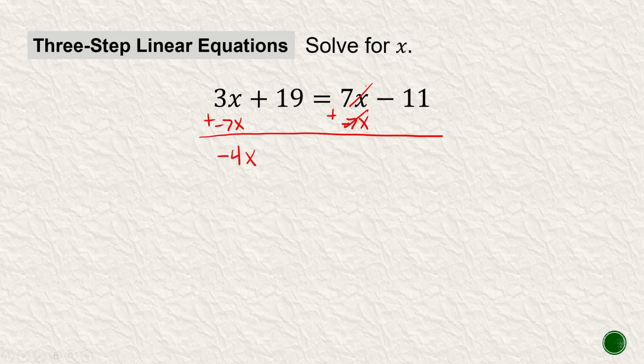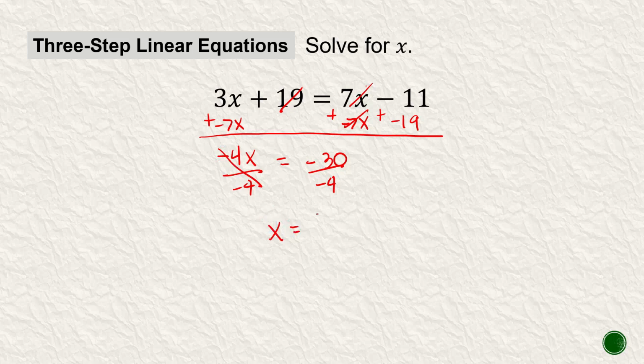That's the first step. Second step is remove the constant on the left side. That's a positive 19, so plus negative 19. Negative 11 plus negative 19 is equal to negative 30. Last step, third one, is divide both sides by negative 4.